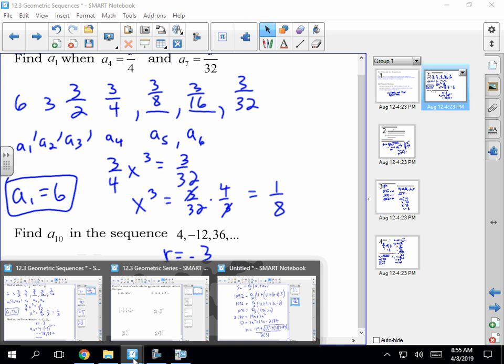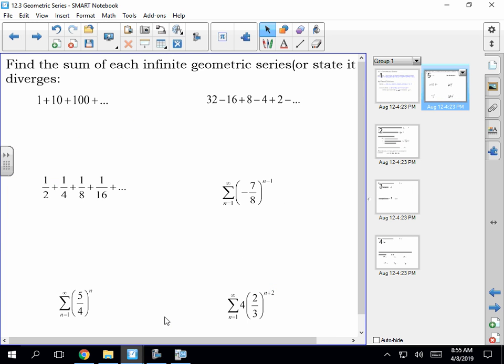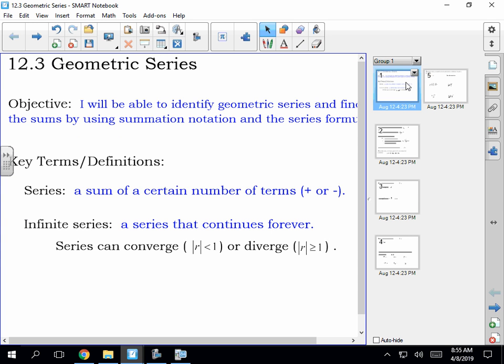All right. So move on to series here. We got some series. We're going to ultimately end up with finding the sum of these ones that are convergent. We're going to talk a little bit about convergent versus divergent. But a series is a sum of a certain number of terms. And when it's a geometric series, then the terms are generated by a common multiplier. So sum of a certain number of terms, plus or minus.